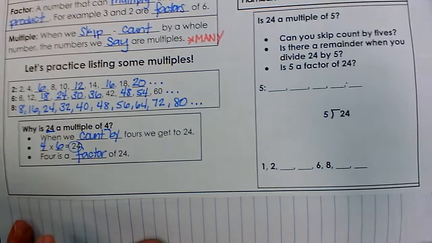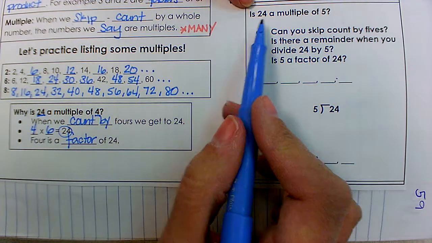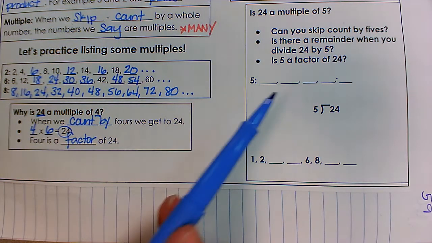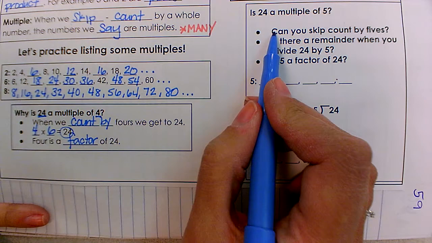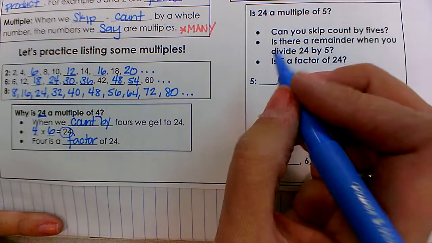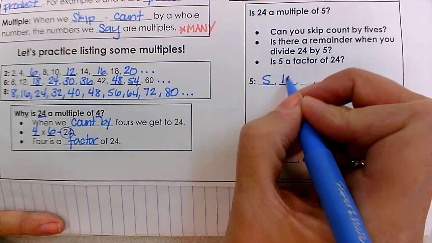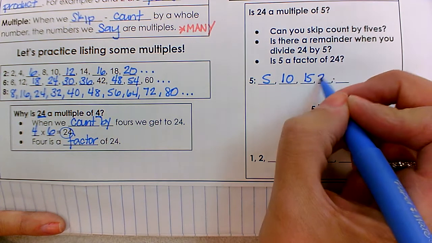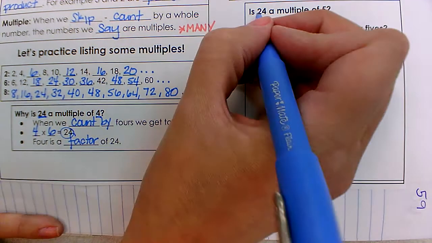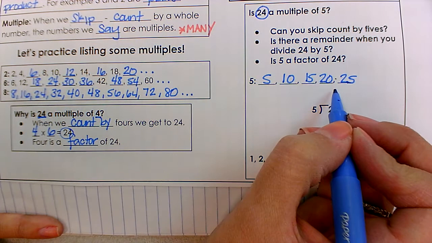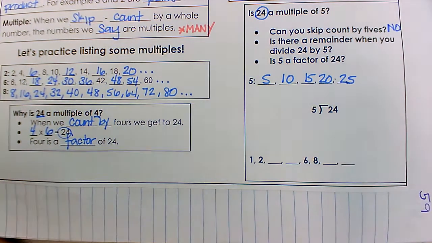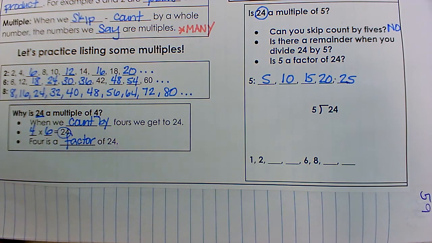So now I want to ask you the question, is 24 a multiple of 5? And so we're going to use these 3 questions to help answer that question. So can I skip count by 5s? Because remember, that's one strategy. So let's try. Let's go 5, 10, 15, 20, 25. Well, wait a minute. I'm looking for 24. Did I get 24 in my list? No. So I'm going to write, no, I couldn't skip count by 5s. Okay, so that's one strategy.